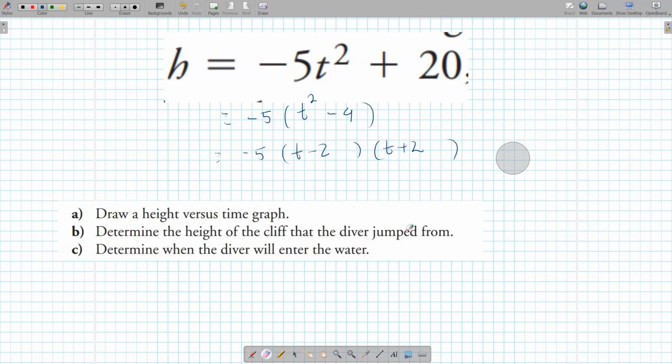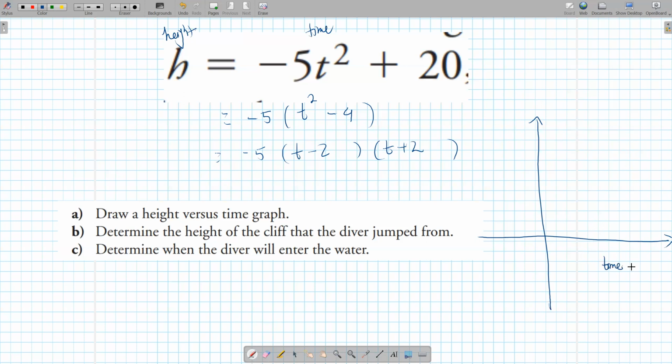Now let's put it all together. Part A says draw a graph. So we're just going to give them a graph. What's the independent variable here? We have time. t represents time. h represents the height of a diver. He's jumping off a cliff, like boom. What do you think is the independent variable, height or time? Time. Time is always going to be the independent variable.